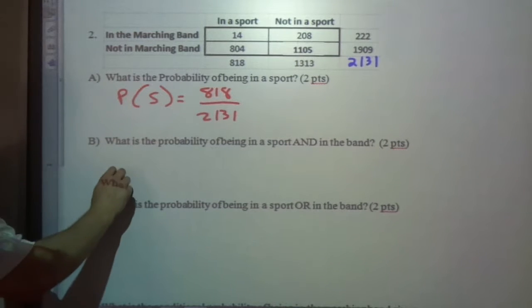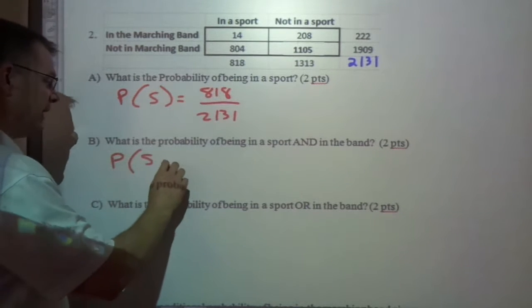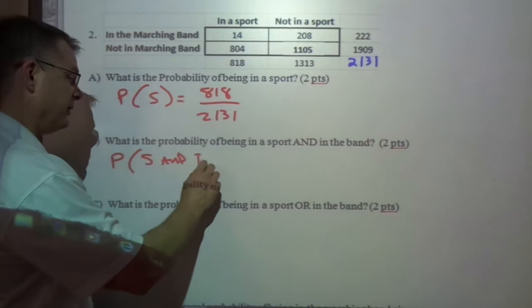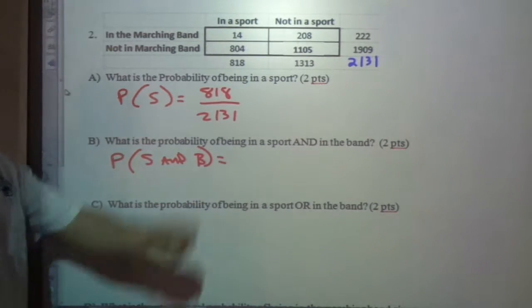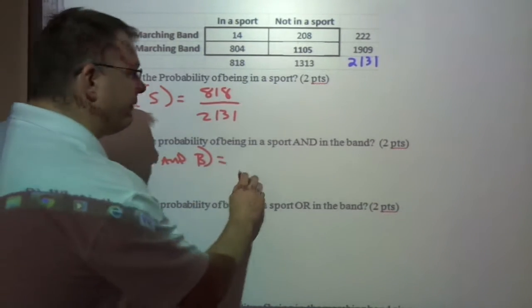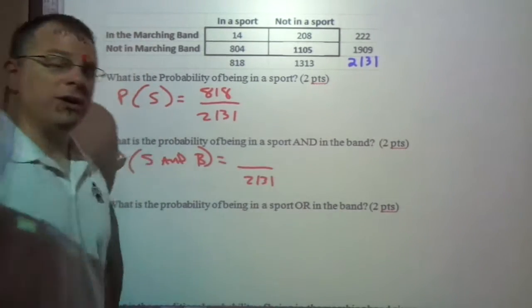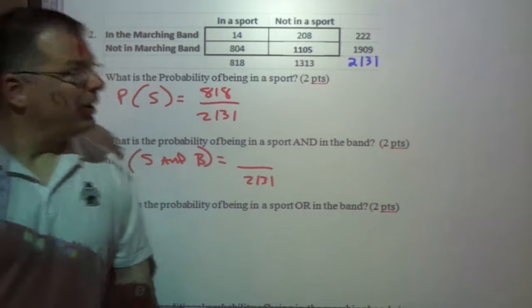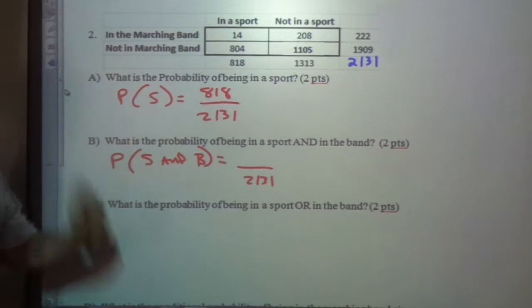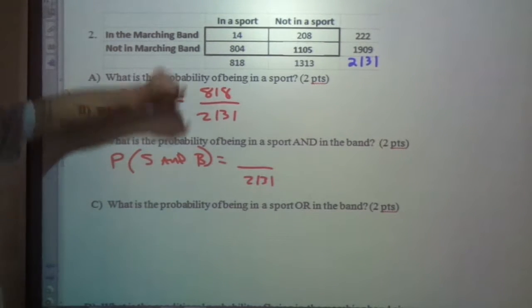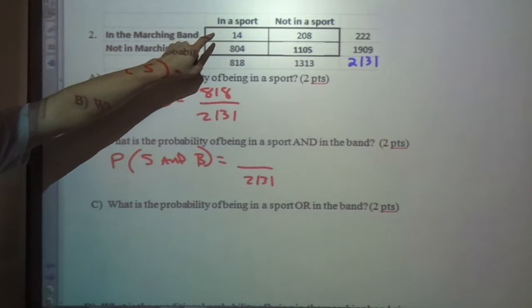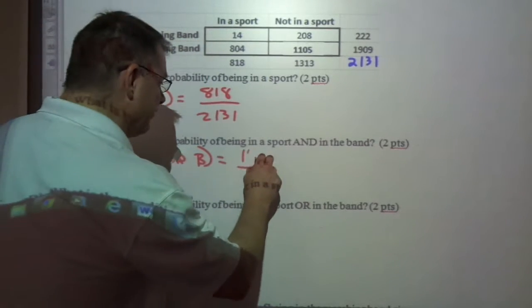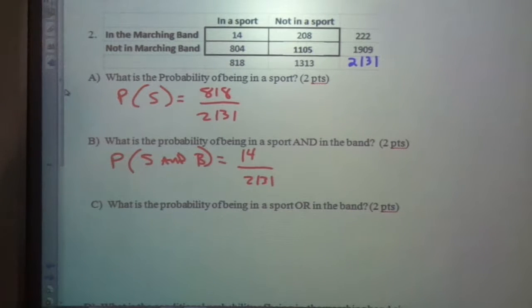This one is saying, though, what's the probability of being in a sport and being in the band? So now they would only raise their hand, we're still asking everybody, but they would only raise their hand if they're both in a sport and in the band. How many of those people would say, yes, I'm in a sport and in a band? Just these 14, right? These people are both. So the probability of both of these happening is just 14 out of 2131.